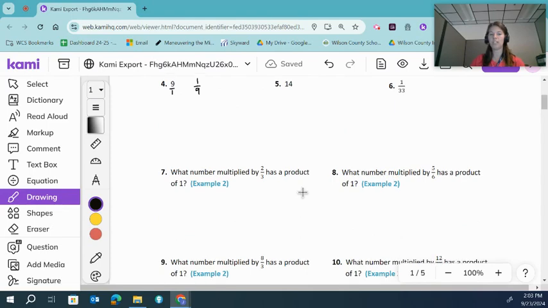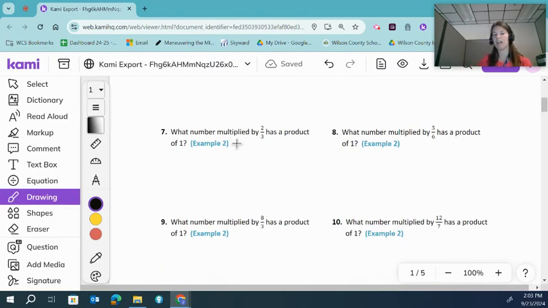Now, we also need to know that when a number is multiplied by that reciprocal, you get 1. So if I have 2/3 and I multiply it by 3/2, 2 times 3 is 6, 3 times 2 is 6. This equals 1. When you multiply a fraction by its reciprocal, it is 1.